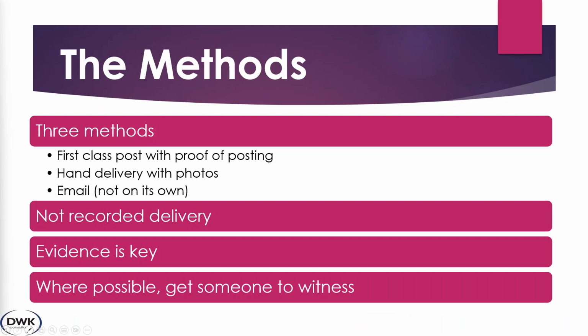And as I said, I've sort of covered them already, but I just wanted to put more detail to them. So the three methods that I would always advise is first class post with proof of posting. So that's basically putting your notice into an envelope, and you can take a photograph of you doing that if you wanted to do so. Then you take it to the post office and you give it to the counter clerk, and he or she will give you proof of posting.